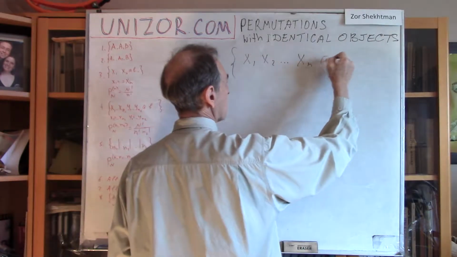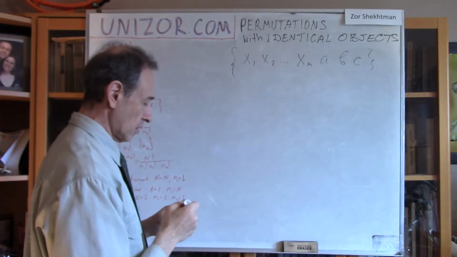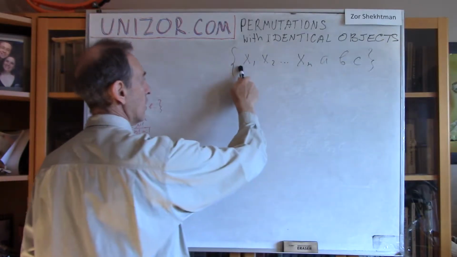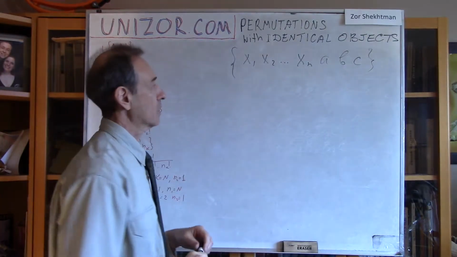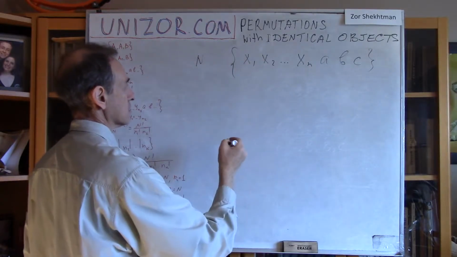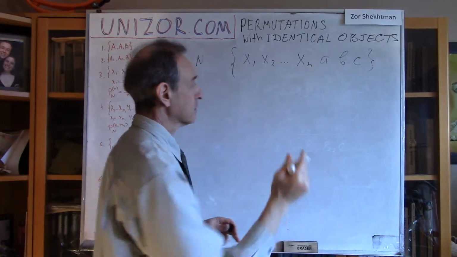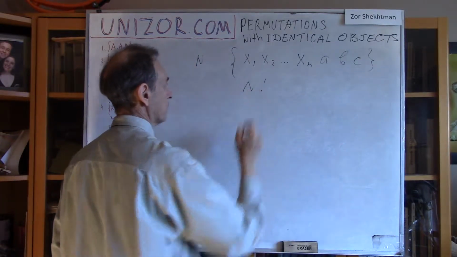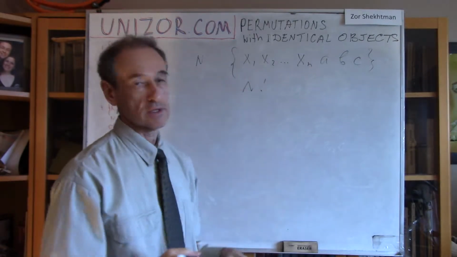And then you have different characters, A, B, C, whatever. So if you have this particular case, where all x's are indistinguishable, and then all different characters, and let's say again you have number n of all characters. Now obviously, if I consider them different, I would say n factorial, right? This is the number of permutations if all characters are different.